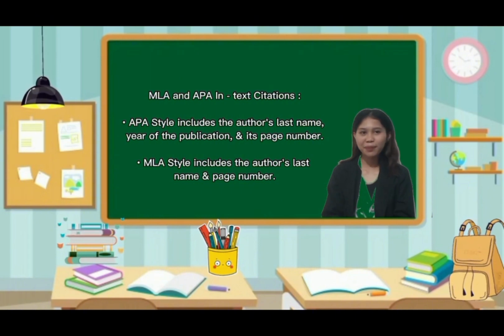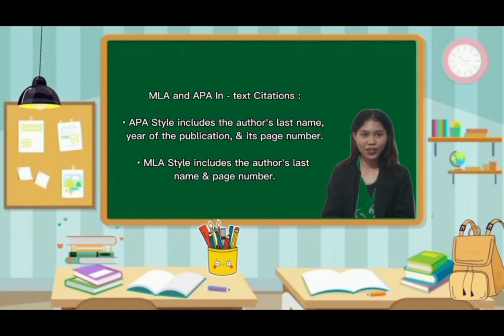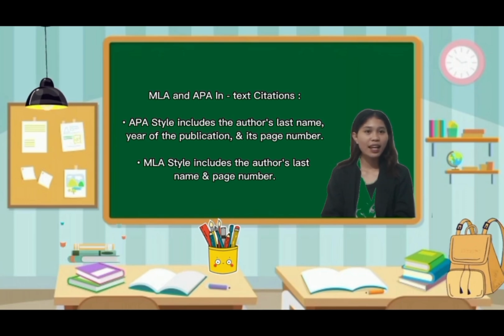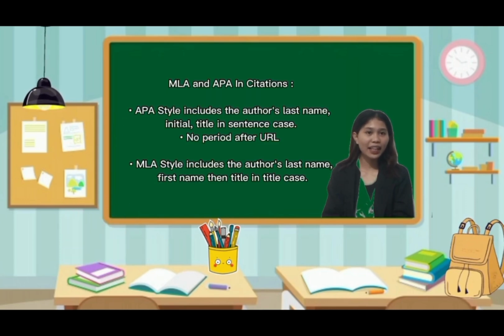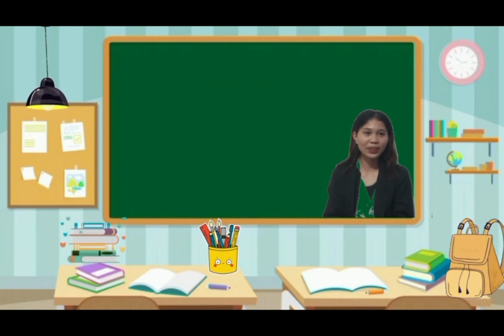Now, let's differentiate APA and MLA in-text citations. APA style includes the author's last name, comma, year of publication, and its page number. MLA style includes the author's last name and page number. In citation format, APA style includes the author's last name, comma, initial, comma, title in sentence case. No period after URL. MLA style includes the author's last name, comma, first name, then title in title case.